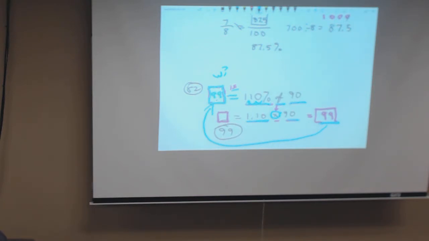99 is 110% of 90. Is that okay with everybody? 100% of 90 would be 90, right? 10% of 90 would be 9. So 110% would be 90 plus 9.